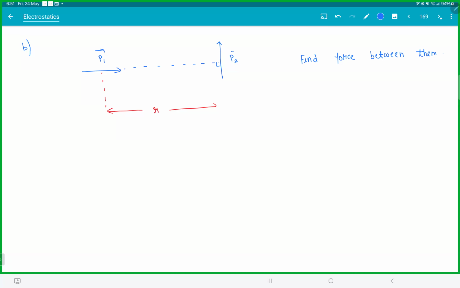Force is not 0. Force is not 0. Energy is 0.